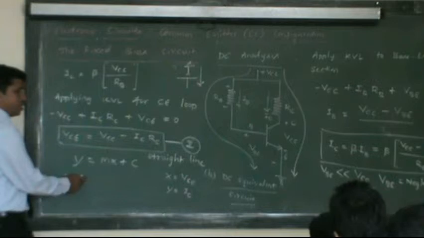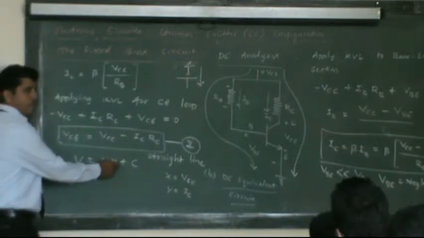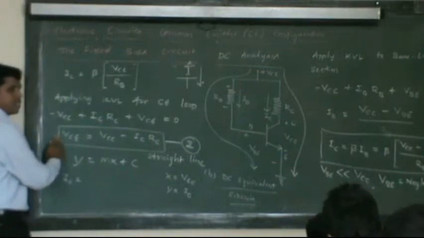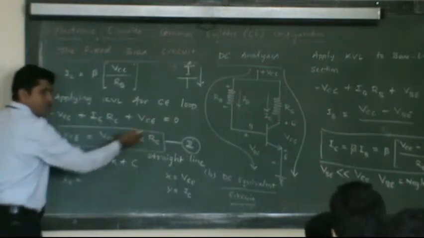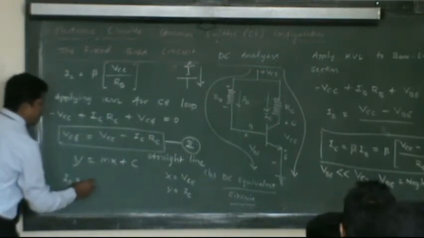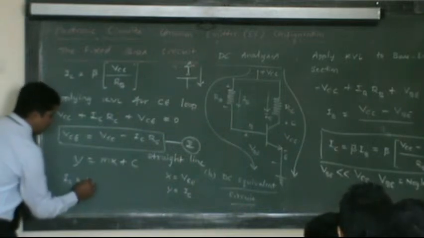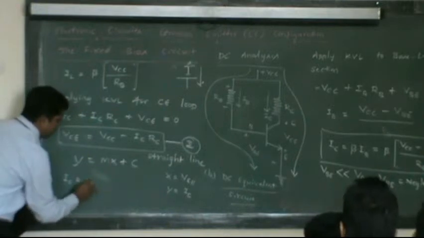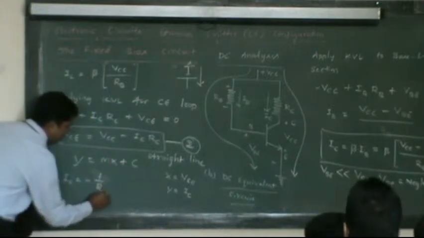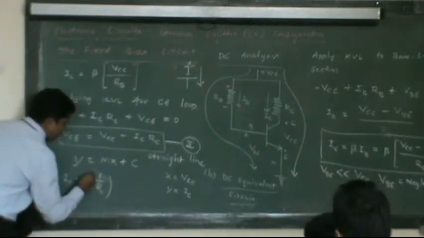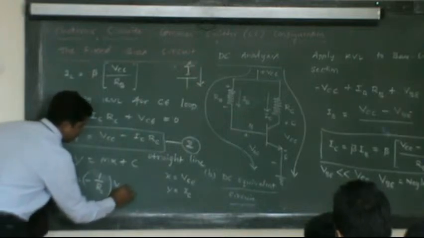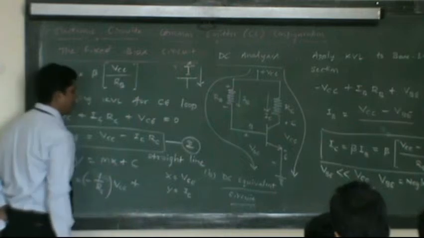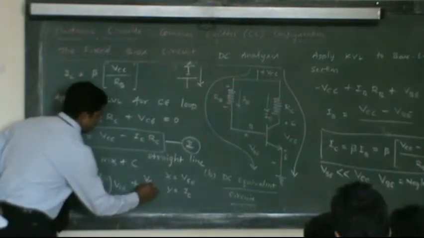I want first VC, no? What should be here? If I transfer this to the other side, minus VCE by R. Minus VCE, let us write it like this: minus 1 over RC into VCE. Is it right? Plus VCC over RC.